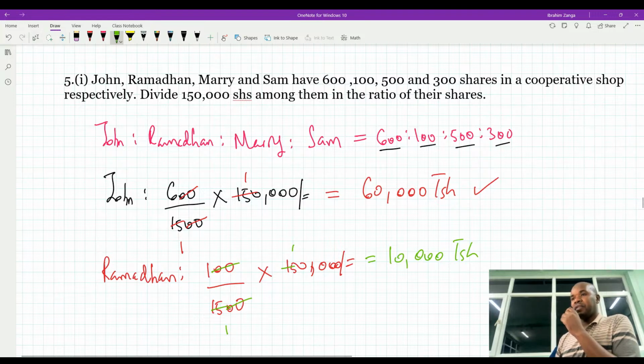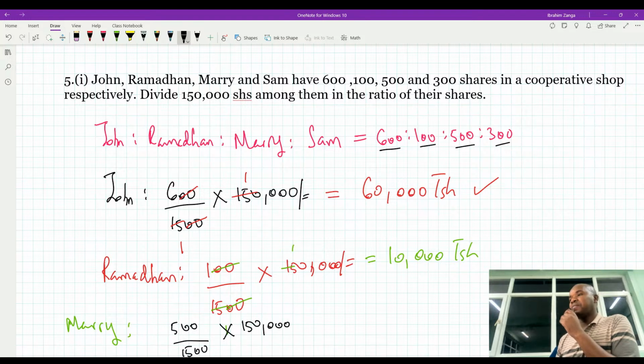And the amount to be given to the next person, which is Mary. So Mary will be given 500 over 1,500 multiply by 150,000 shillings. And when you do that, again, you'll be getting 50,000 Tanzanian shilling.